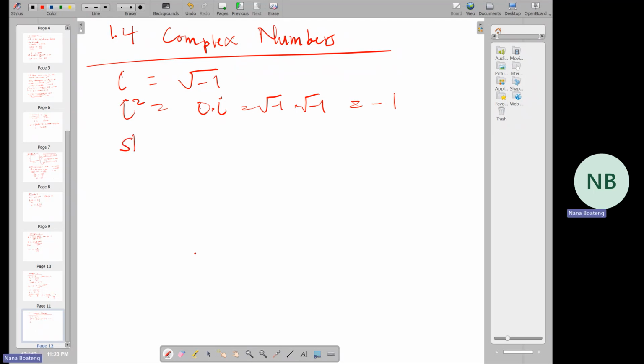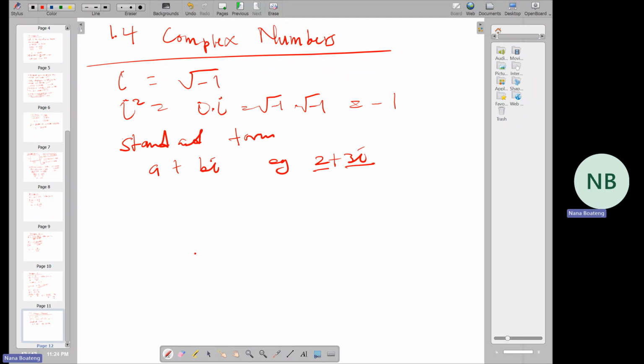And the standard form of a complex number is written as a plus bi, where a can be any real number and b can also be any real number. For example, we can write 2 plus 3i. So this is the complex component, and this is the real component.